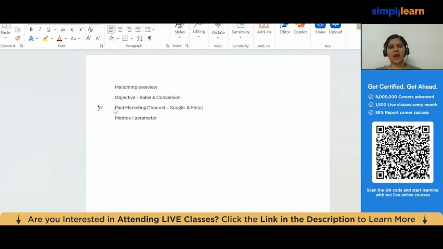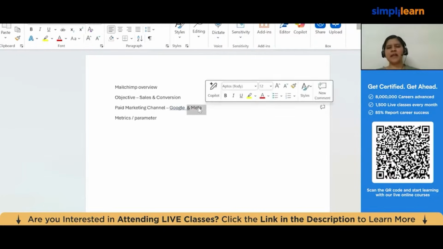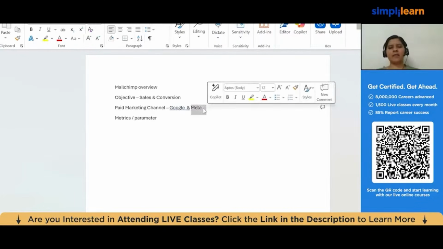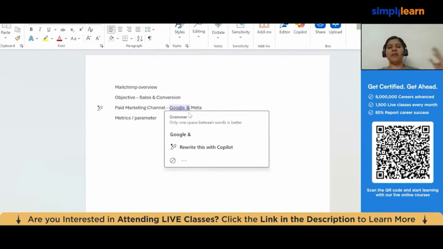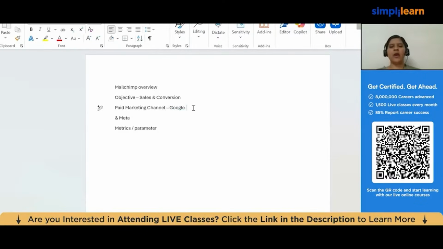Okay, and here also you'll have to give a lot of bifurcation of what you'll do on Google. Meta is just one platform where you can show ads on Instagram, Facebook, and all. But in Google, there are a lot of bifurcations. Google is very big. So in Google, you'll have to mention what kind of campaigns will be running. I'll just mention the names over here and then I'll explain what each one of them means and how it's done.